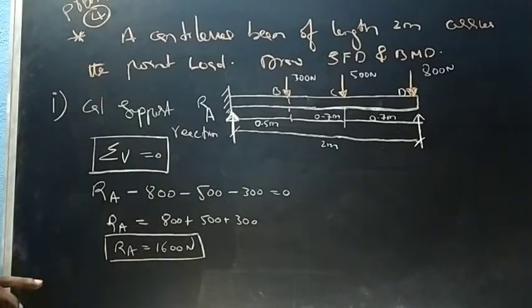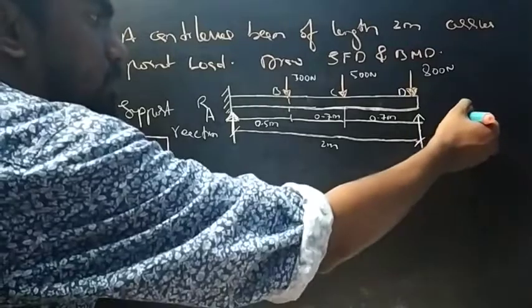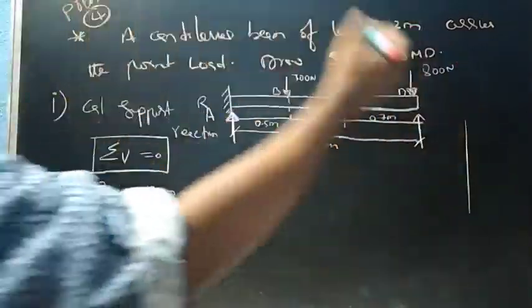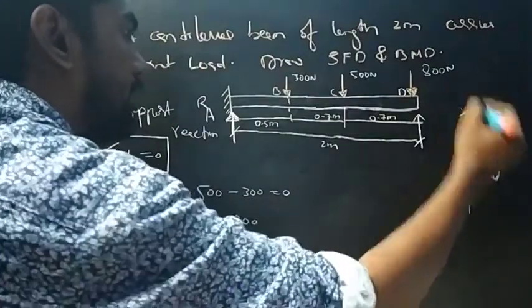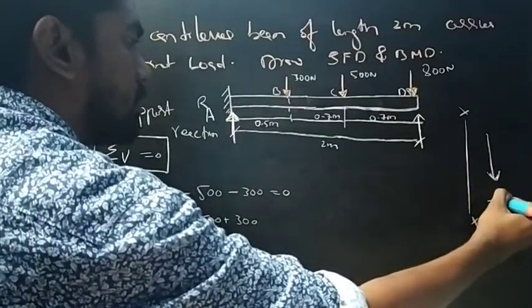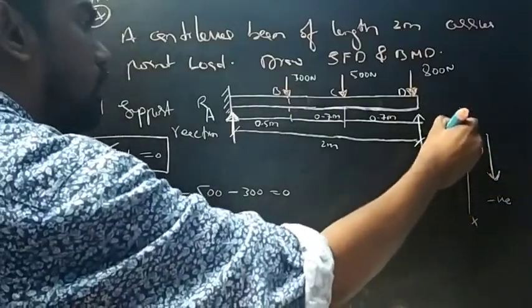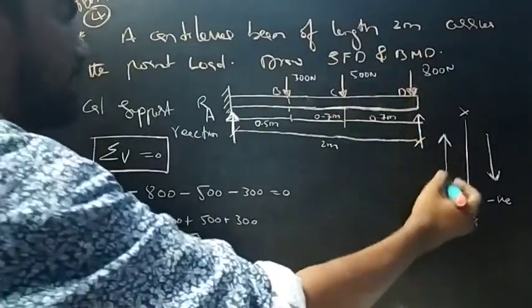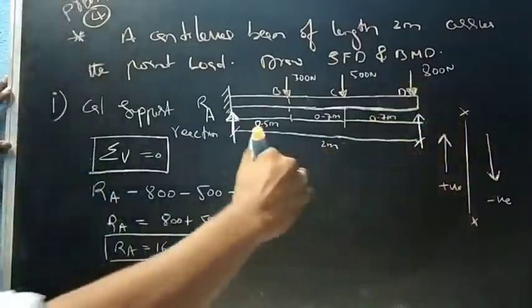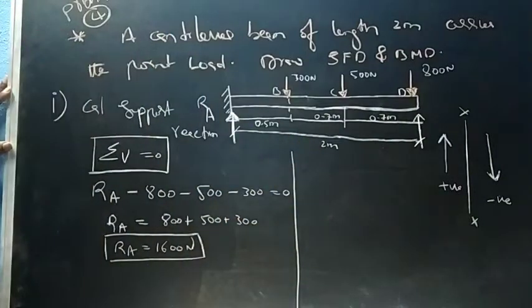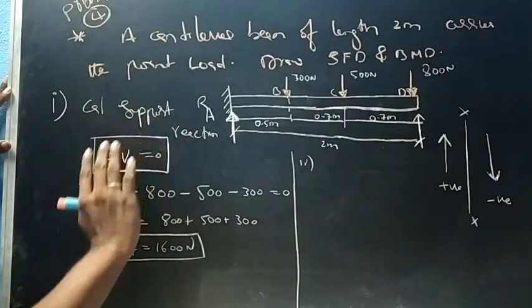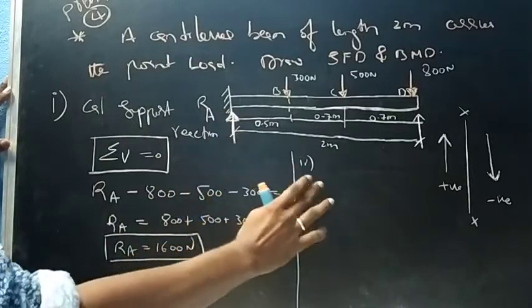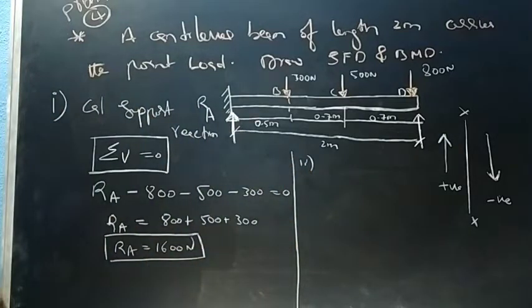We got RA. The next step is to find out shear force. For shear force, we know the sign convention, so I will remind you again. If it is going down on your left, let's say this is our axis, that means it is negative. If it goes upward on your left, we can take positive. Clear? So now step number 2 is to find shear force. Step number 1 was to calculate the support reaction, as always. Then we will find the shear force at all the points.